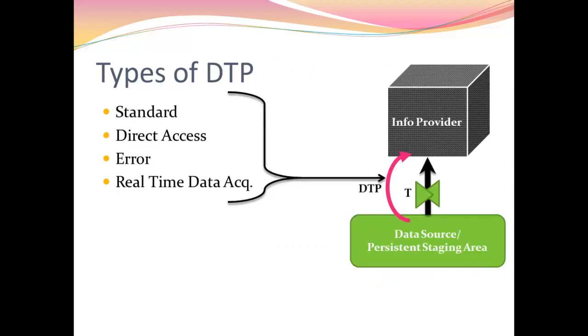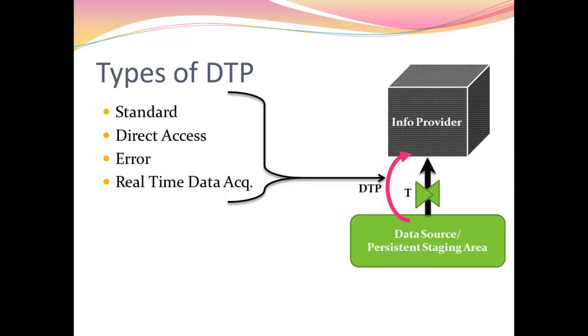Types of DTP. There are 4 types of DTP: standard, direct access, error, and real-time data acquisition. Standard DTP is used for loading InfoCubes and DSOs, whereas direct access DTP is used to load virtual providers. And error DTP is used when, while loading the data from PSA to the info provider, the error-prone records are loaded into our error stack. These erroneous records are manually updated, and then we run an error DTP to load the data from the error stack to our data target.